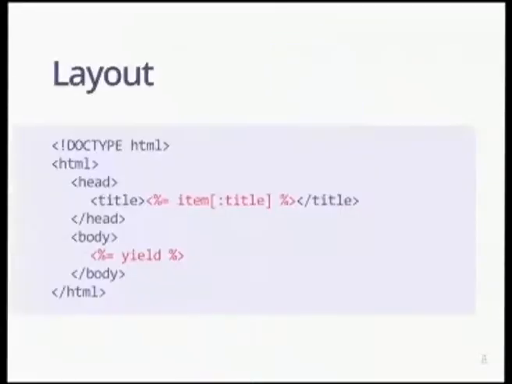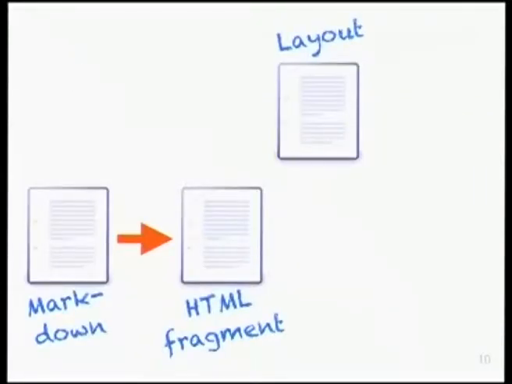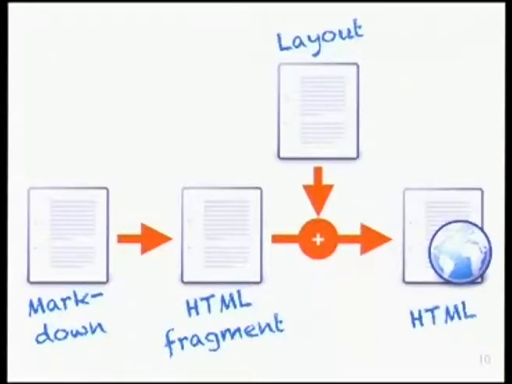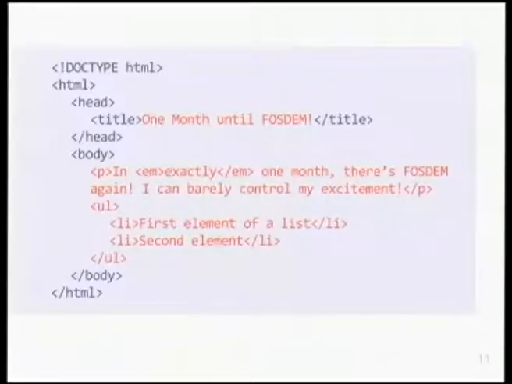And the layout looks, or could look, a bit like this. This is a really, really basic example. So at the point where there's a yield statement, that's where the content is going to be inserted. So you have the HTML fragment and the layout, and both of them will be combined together in order to form the final HTML document. And that document will then be written to disk, and you can then upload it to any web server.